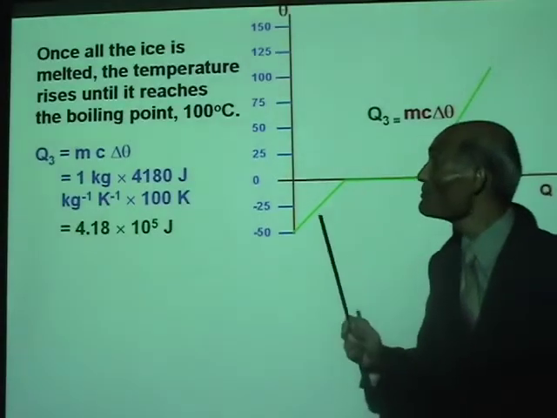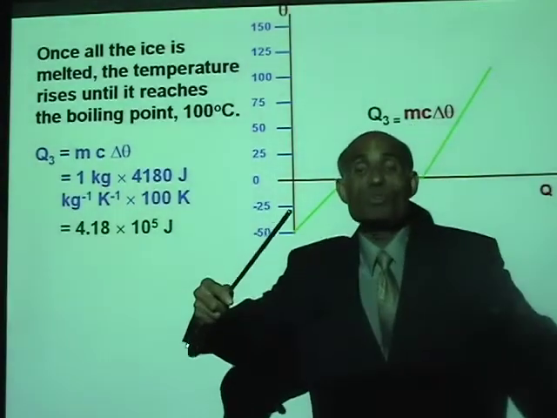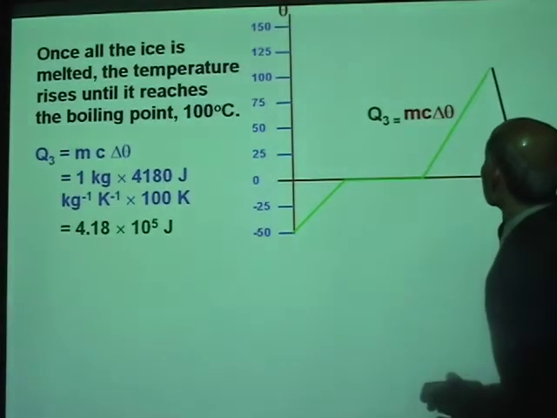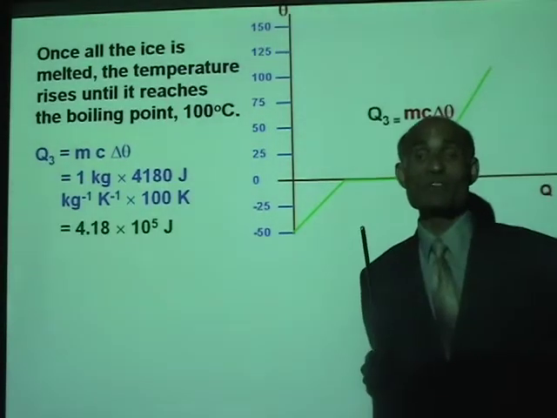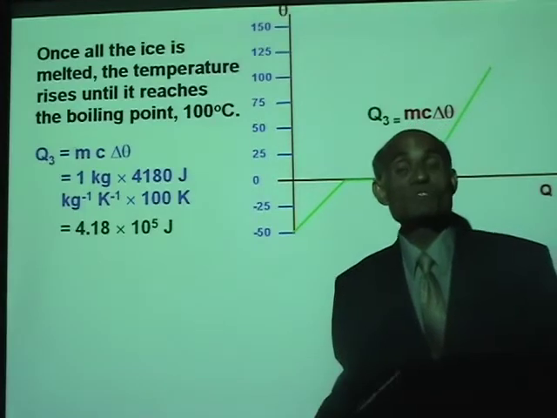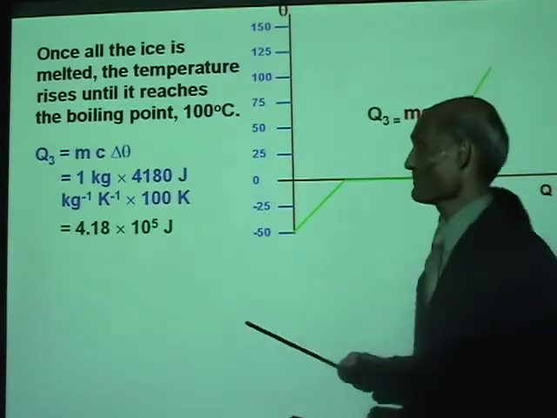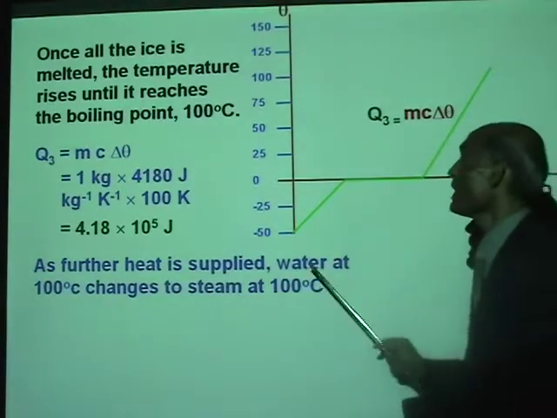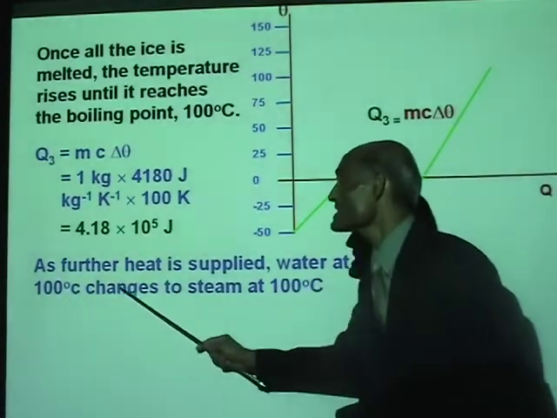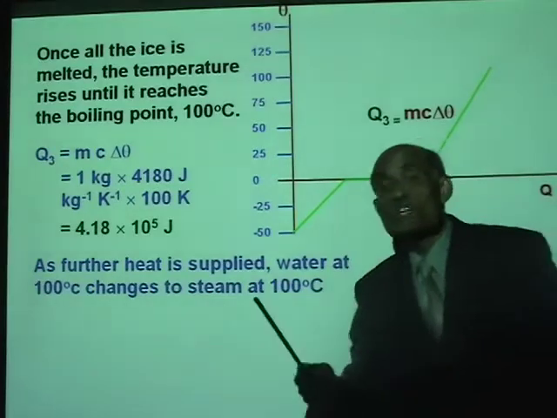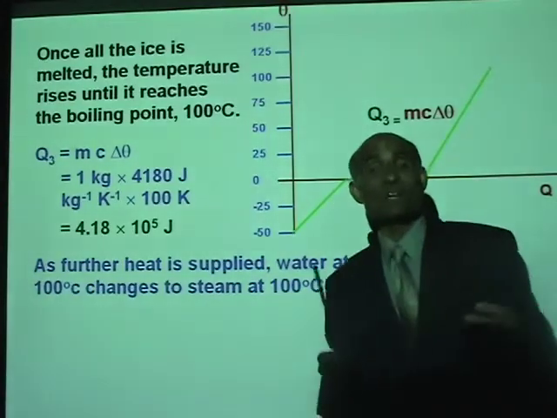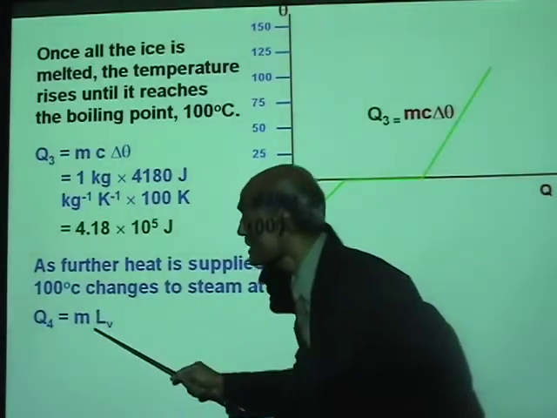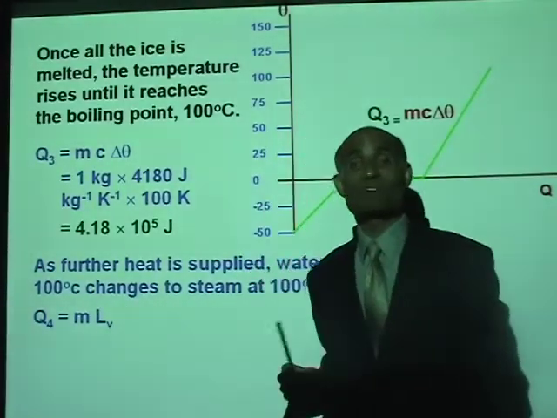And finally, we're going to boil away all this water to become vapor. So here, the water is now at 100 degrees Celsius. What happens when you supply additional heat? As further heat is supplied, water at 100 degrees Celsius changes to steam at the same temperature. There is no temperature change, and therefore we now have latent heat of vaporization.